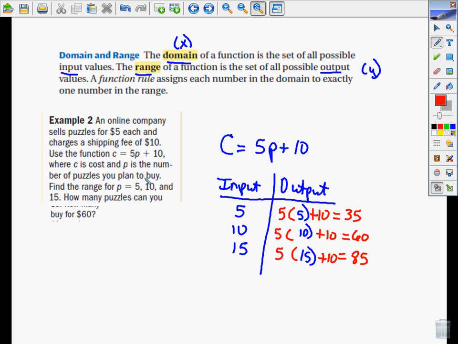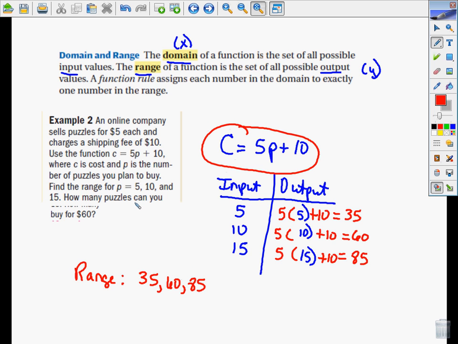So it says find the range. So my range is just 35, 60, and 85. So if I buy 5 puzzles, it's $35. 10 puzzles, $60. 15 puzzles, $85. For all these inputs, these are my outputs according to my function rule. How many puzzles can you buy for $60? $60, 10 puzzles.